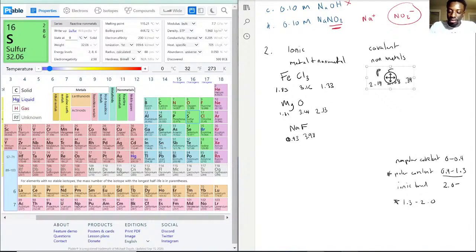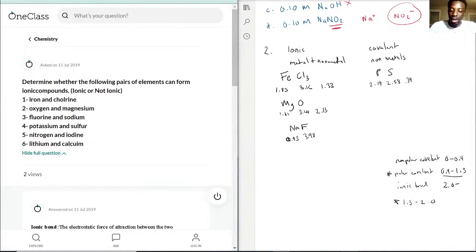In fact, they're both non-metals, so they're definitely going into the not ionic section. I'm going to just add this just in case, but in a sense this is ionic and this is not ionic, just so that way we don't get too confused.